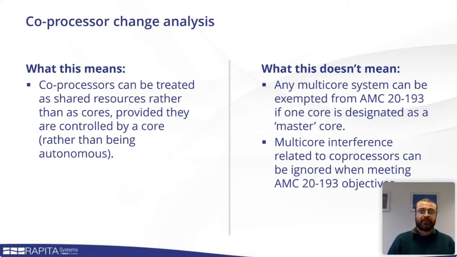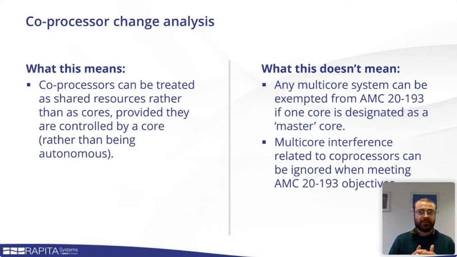However, this does not mean that we can work around and exempt any multi-core system from AMC 2193 if we can designate one core as a master core and try and claim that the other cores are always fully under control of this master core, and therefore there can be no interference. Indeed, an additional thing that we'll come to later is that AMC 2193 is very explicit that multiple components of the same application executing under the core simultaneously can interfere with each other and should therefore be accounted for.